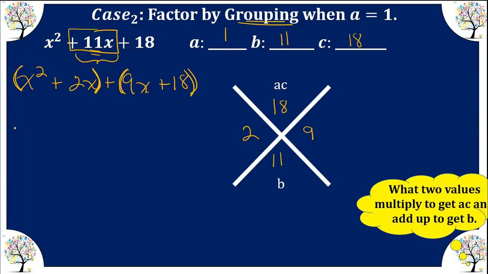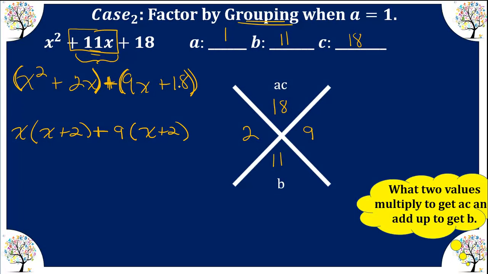So x is the GCF in the first 2 terms. Then I'm left with x plus 2. This is plus. Don't forget your plus. Bring it down. The GCF in our last 2 terms is 9. So I'll factor out a 9. And then I'm left with x plus 2.